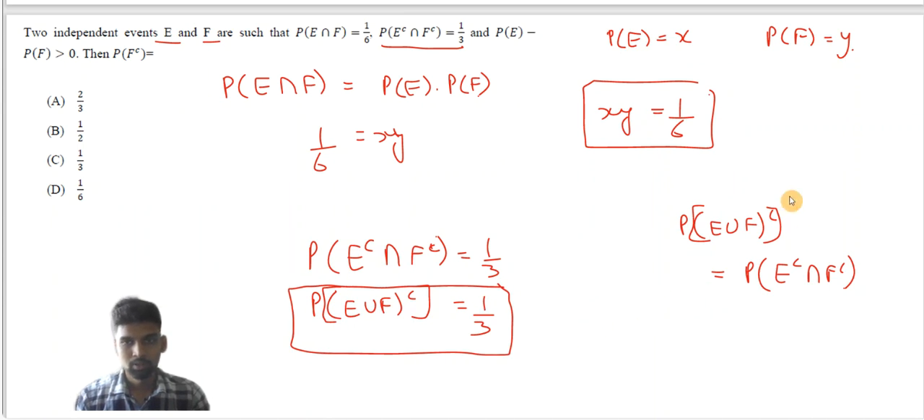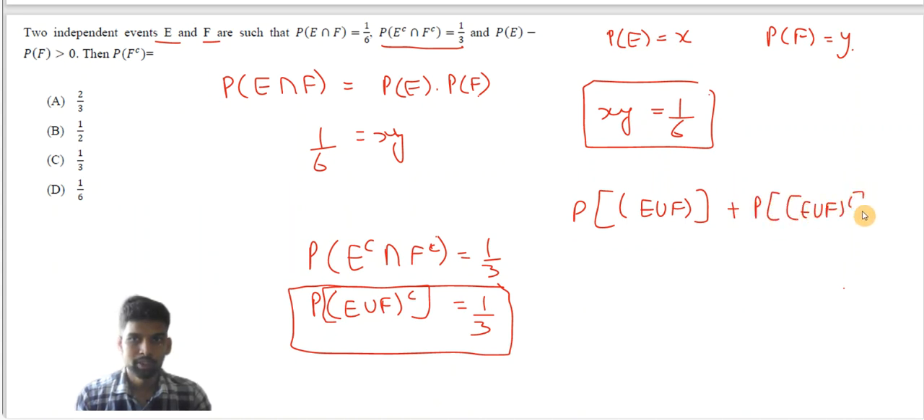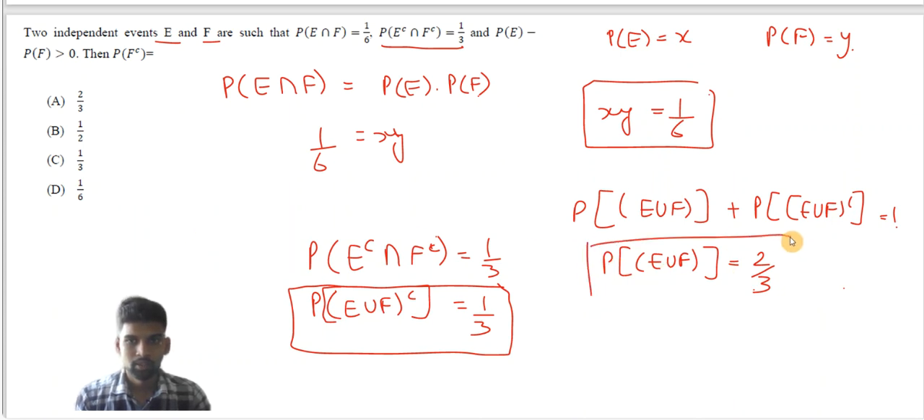Okay, so from the rule of complement, that's not its actual name, but we know that P(E union F) plus probability of (E union F) complement is equal to 1. When we put this value here, P(E union F) is equal to 1 minus 1 by 3, that is 2 by 3. So we have one more expression: probability of E union F is equal to 2 by 3.